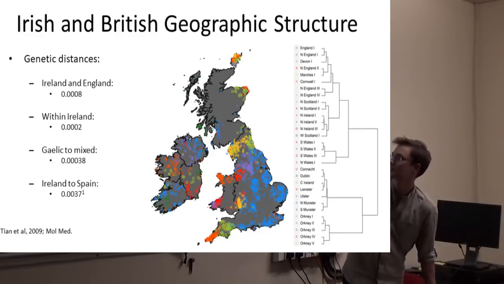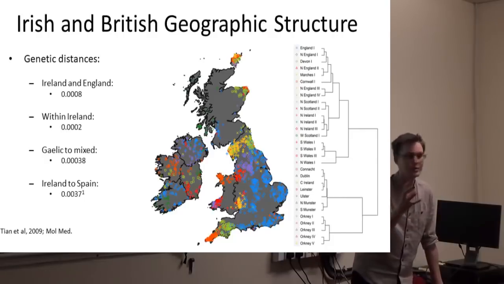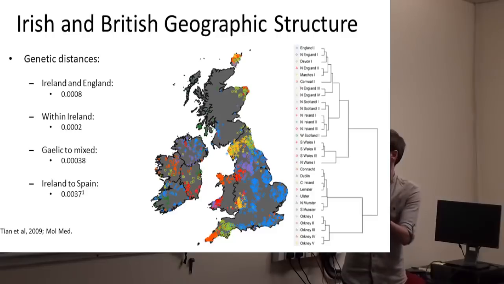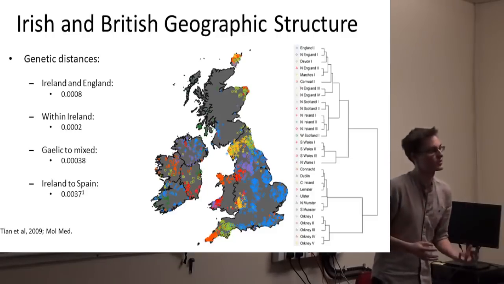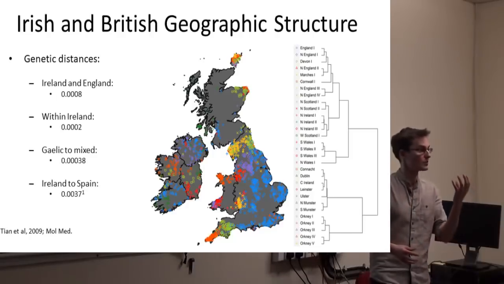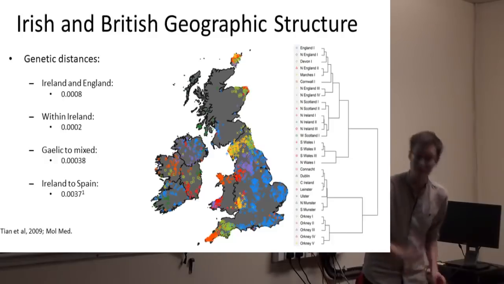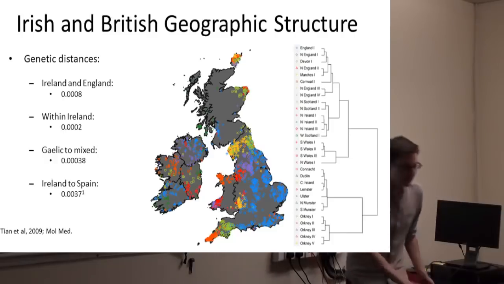So suddenly we're starting to see both these clusters that are purely Irish, and these clusters that are shared between Ireland and Britain, and they're not scattered randomly across Ireland. They are in specific regions, and this is telling us that people in Ireland, historically, have been preferentially breeding with people that are proximate.